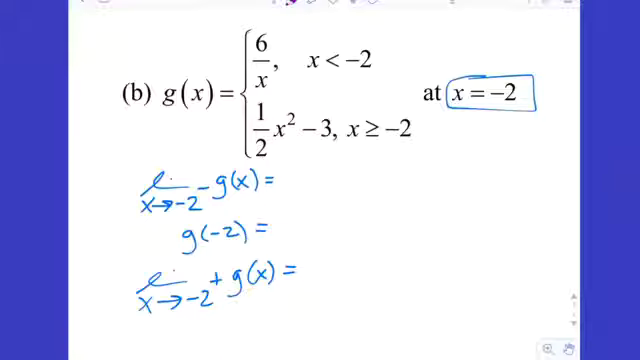All right, that's a minute. Does anyone have a conclusion? Continuous, yes or no? No? All right, let's see why.